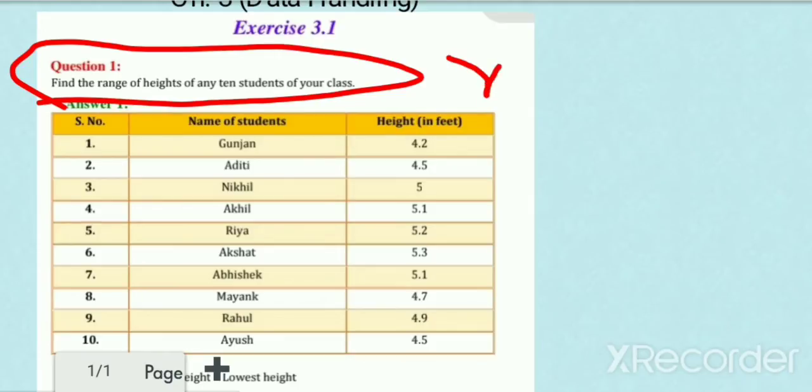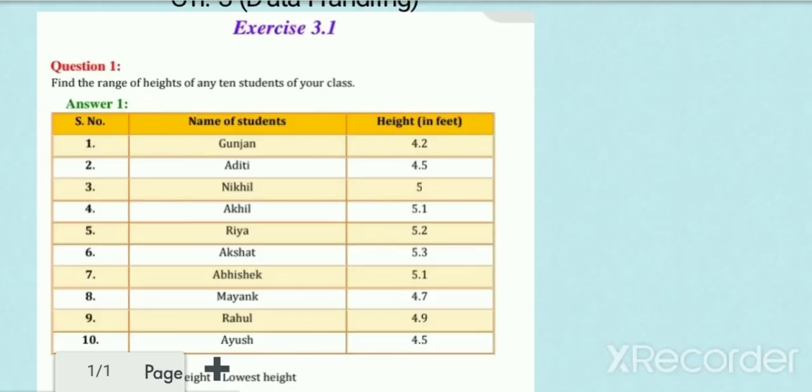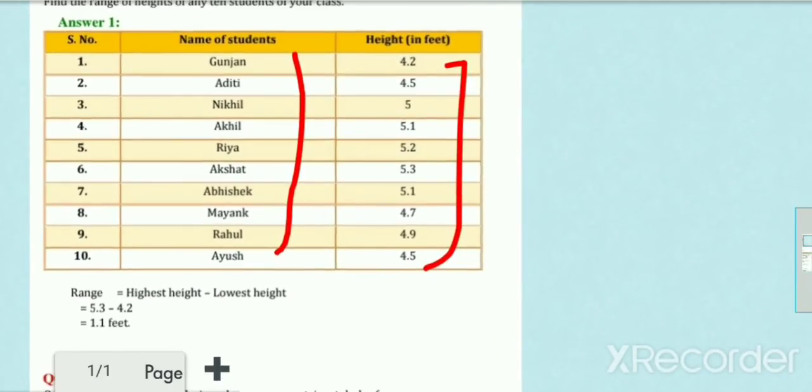Range is equal to highest number minus lowest number. Okay, this is called range. Firstly we have to make a table of 10 students. Suppose the 10 students are Gunjan, Aditi, Nikhil, Riya, Akshay, Abhishek, Mayank, Rahul, and the heights of those students are 4.2 in feet, 4.5, 5, and so on.